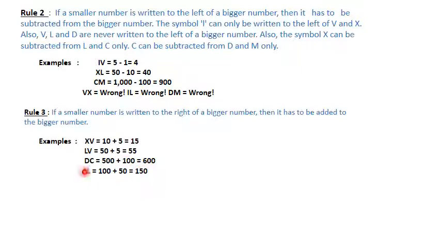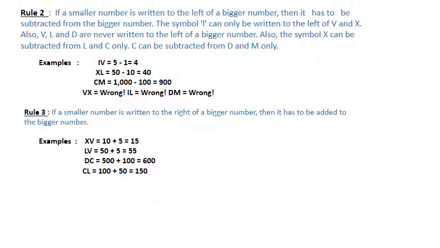CL, the value of C is 100, the value of L is 50. This 50 is smaller than this, which is written to the right of the bigger number. So we have added 100 plus 50 to get 150. Okay students, do you understand the difference between rule 2 and rule 3 here?